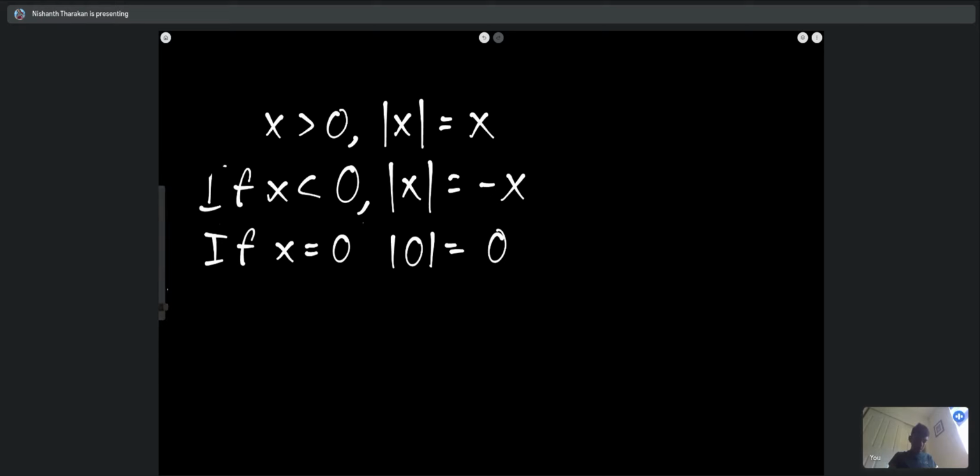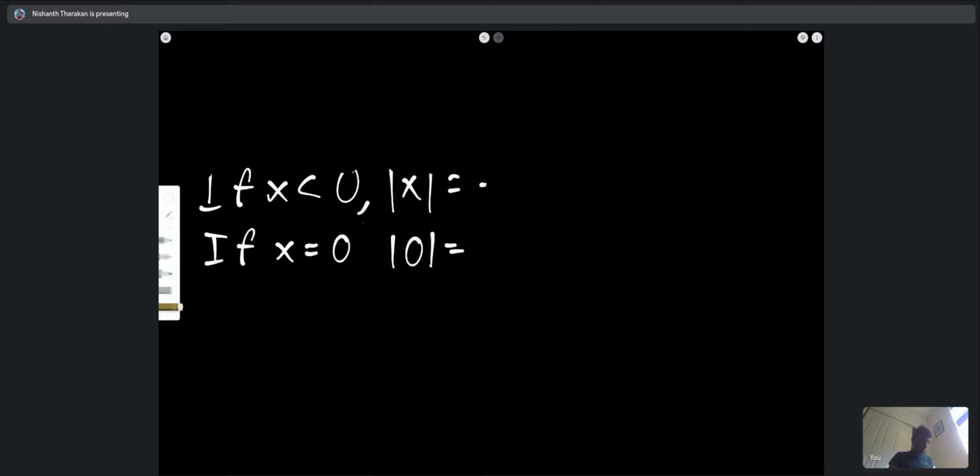So let's try to solve some problems with this. Now this is the harder part. And because of how absolute value works, you will actually get a couple of solutions, and that's what this whole thing's about. So let's take one. Okay. Absolute value of x equals 3.